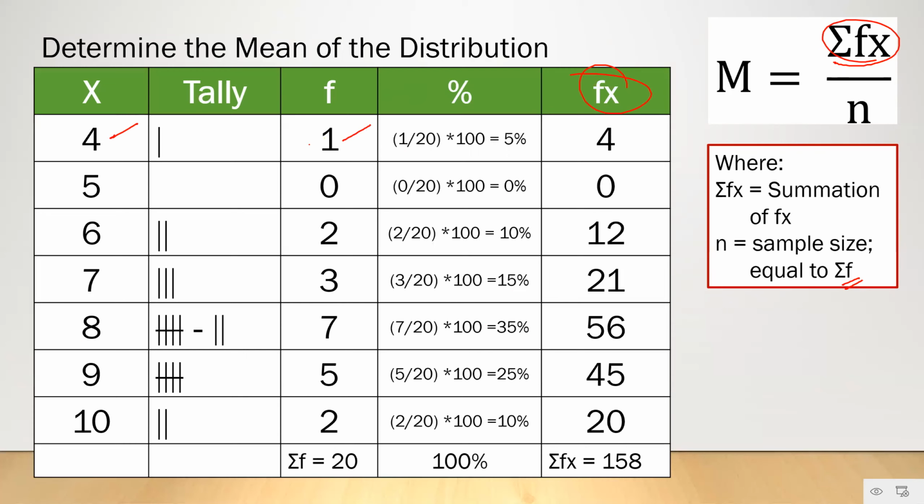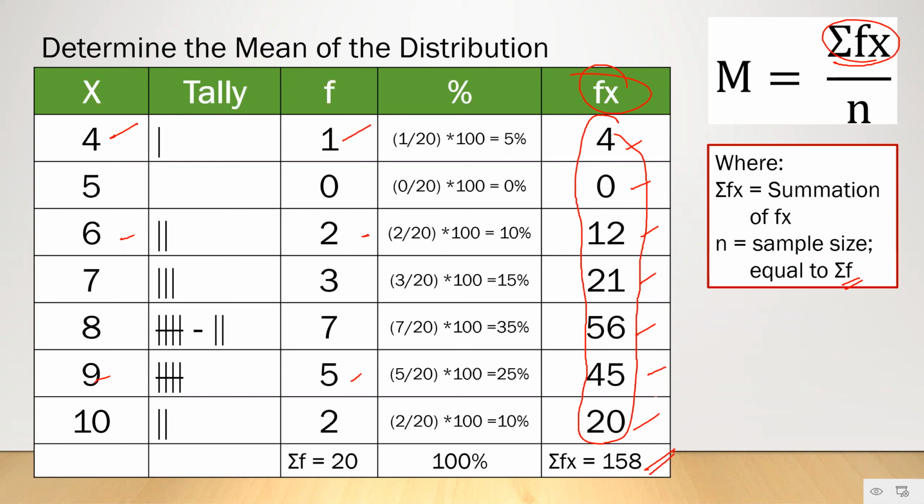So 4 times 1, that's 4. 0 times 5, that's 0. 2 times 6, that's 12. 3 times 7, 21. 7 times 8, 56. 5 times 9, 45. And then 2 times 10, 20. So those are the fx values for each row. To get the summation of fx, simply add all values in the fx column, and we're going to get a total of 158.